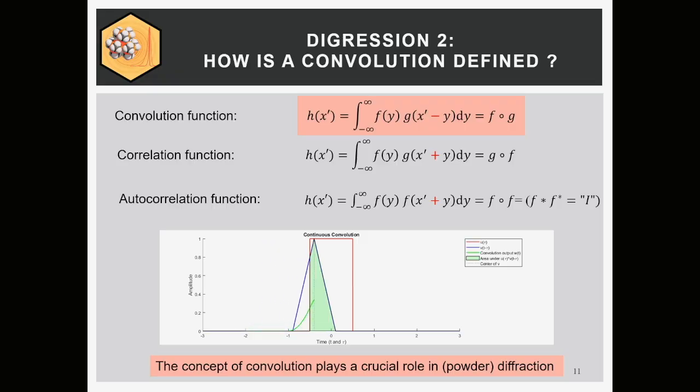And the functions are given here, and it looks very easy. It says the convolution function is just the integral of these two functions f and g, and the whole thing is denoted by this little circle here. If we have the correlation function, instead of a minus here, it's a plus. And if you have autocorrelation functions, of course, then the g here is actually a second f. So far, so good.